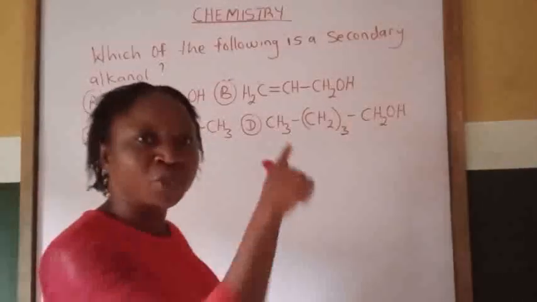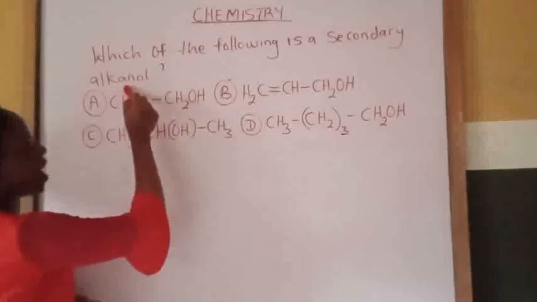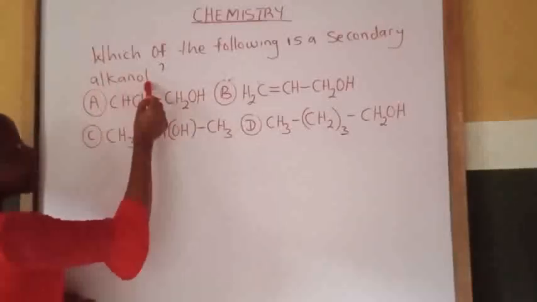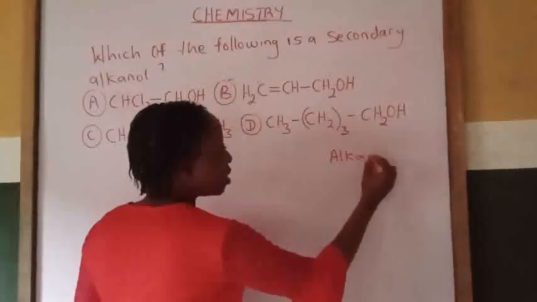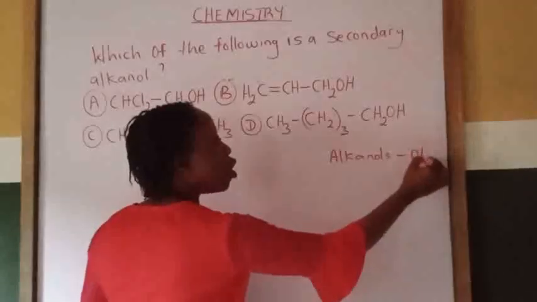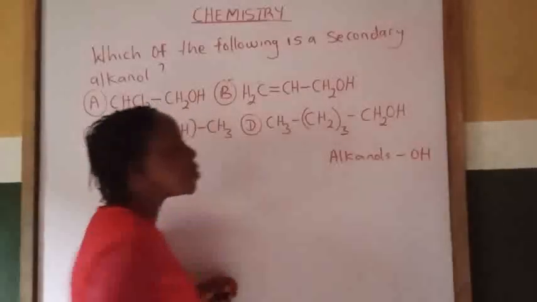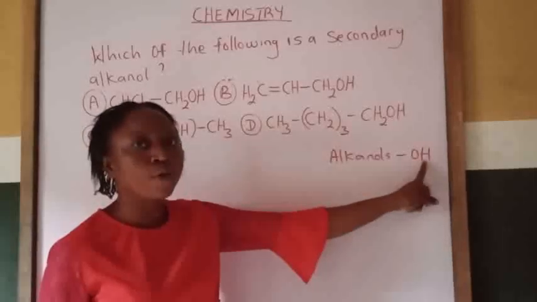Don't scroll. Let's solve this question together. Which of the following is a secondary alkanol? Then what are alkanols? Alkanols are organic compounds with the functional group OH. So we recognize members of alkanol by the functional group OH.